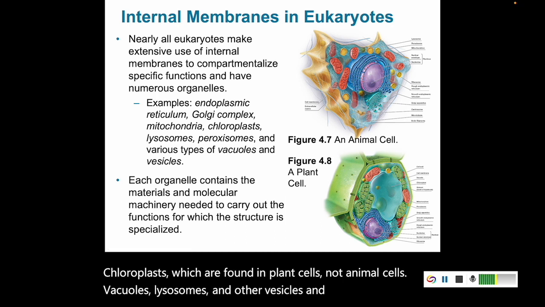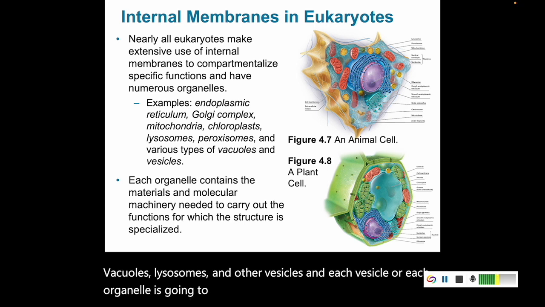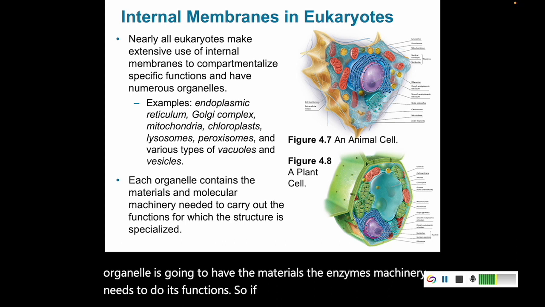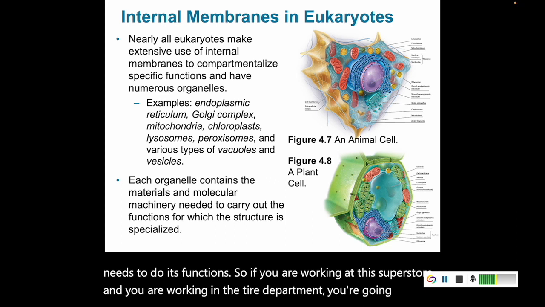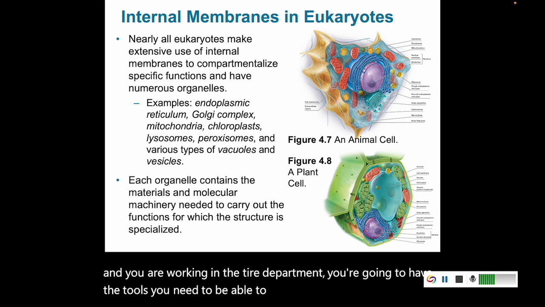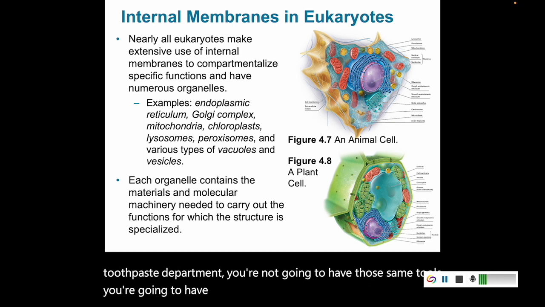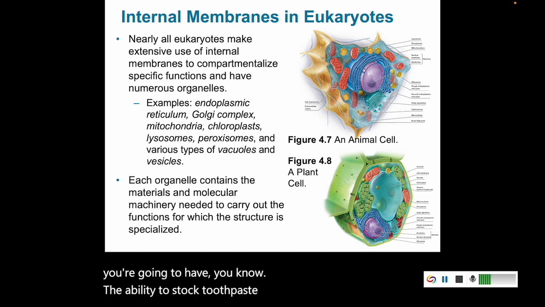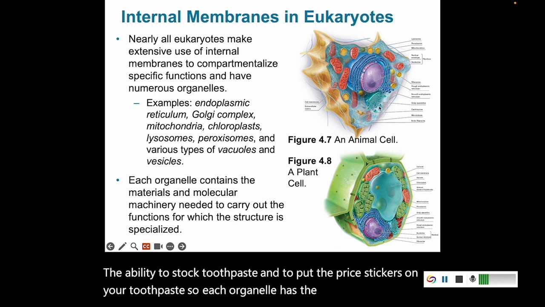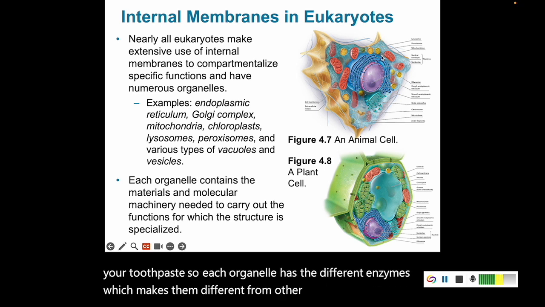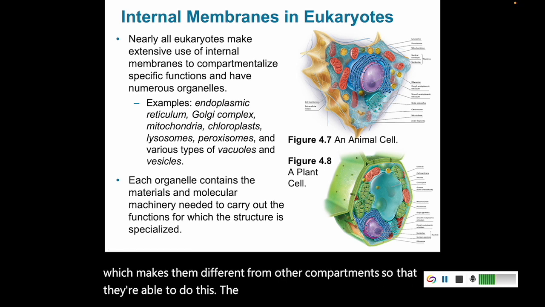And each vesicle or each organelle is going to have the materials, the enzymes, the machinery it needs to do its functions. So if you are working at this superstore and you are working in the tire department, you're going to have the tools you need to be able to change someone's tires and to measure their tire pressure. Whereas if you're working in the toothpaste department, you're not going to have those same tools. You're going to have the ability to stock toothpaste and to put the price stickers on your toothpaste. So each organelle has different enzymes, which makes them different from other compartments, so that they're able to do the functions that they are specialized to do.